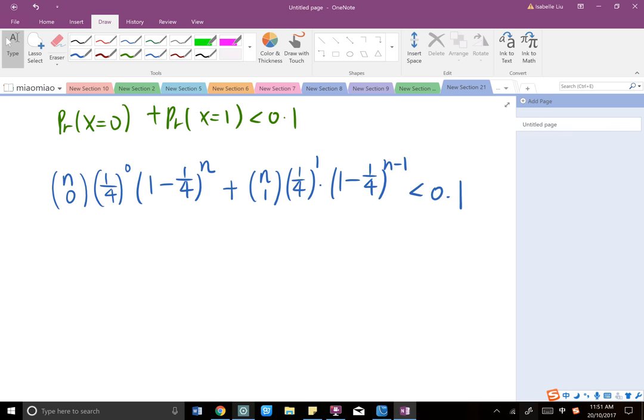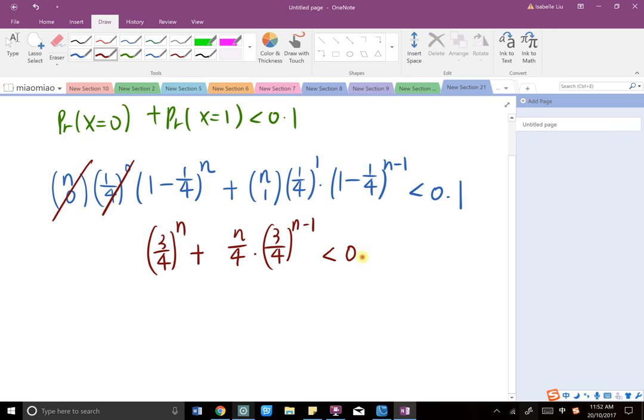After expanding this, that's what you have. Therefore, can you tell me what is n choose 0? It is 1, anything to the power of 0 is 1. What is a quarter to the power of 0? 1. So what you are left with here is 3 quarters to the power of n, plus, what's n choose 1? n. That is just a quarter, so it's a quarter n times 3 quarters to the power of n minus 1. That needs to be less than 0.1.